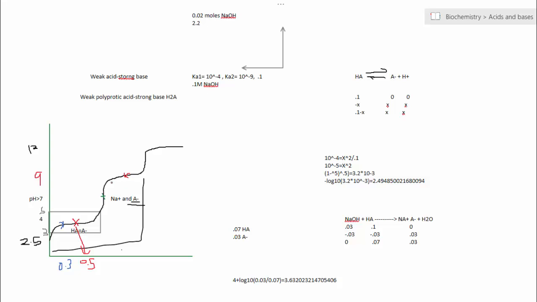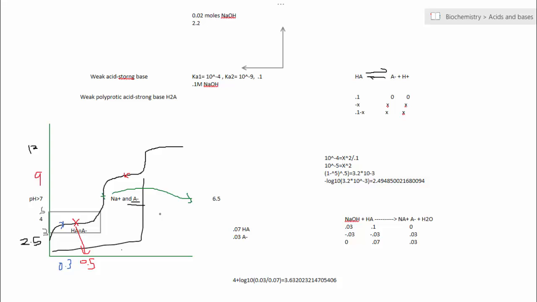What's special about this titration curve is that the equivalence point here can be calculated by taking the average of these two points. So this is 9, this is 4. 9 plus 4, 13, divided by 2 will equal 6.5. Okay, this is the equivalence point for me. This is 6.5.